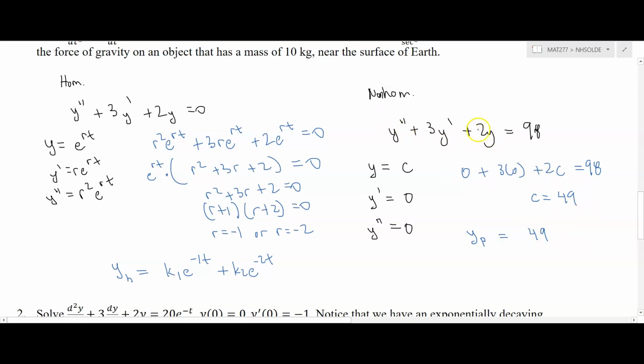So you can just double check your work here. 2 times 49 plus 3 times 0 plus 0 is 98. So our general solution will be y equals yh plus yp.